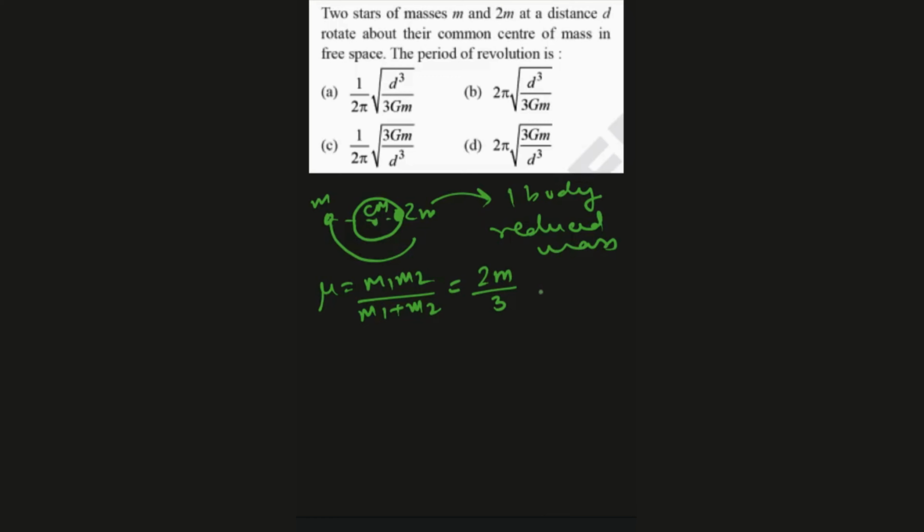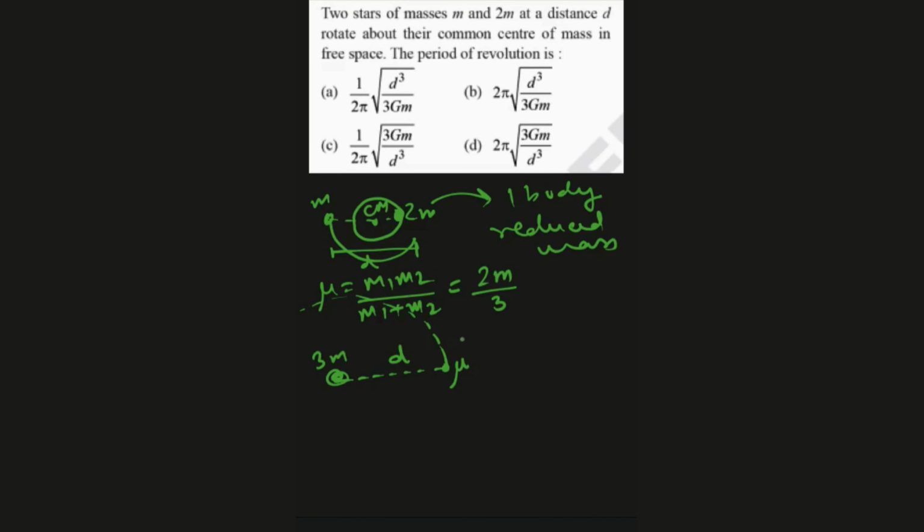Now what that does is that instead of both the bodies rotating, we use a simplified picture where the total mass, which is 3m, is stationary, and the reduced mass mu is at a distance of d. d is the separation between the two masses. And this reduced mass is the mass that is moving around, and this is stationary.